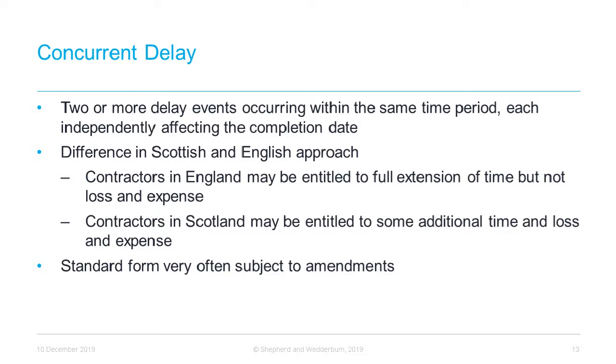The courts decide upon cases of concurrent delay very much on an individual factual basis, and therefore it is difficult to discuss hard and fast rules. To add to the complexity, there are a number of differences in approach between the Scottish and English courts. For instance, a leading English decision stated that where there were two or more effective causes of delay with equal causative potency, the contractor will be awarded an extension of time.